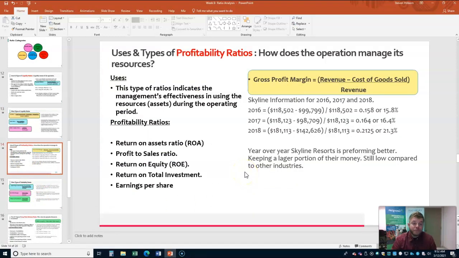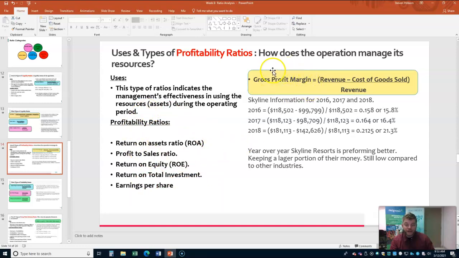Next one is profitability ratios, which is a little bit easier to understand. So this indicates the management's effectiveness in using their resources. So how well do you manage your money? So these are a few of the different ratios that we would look at: return on assets ratio, profit to sales, return on equity, return on total investment, earnings per share. This is all stuff that we want to take a look at.